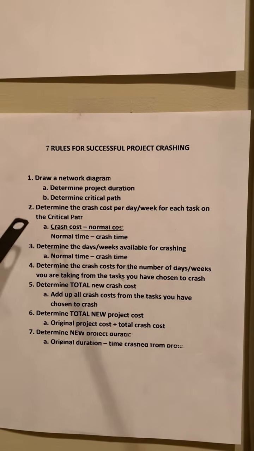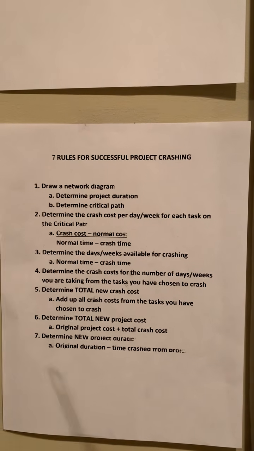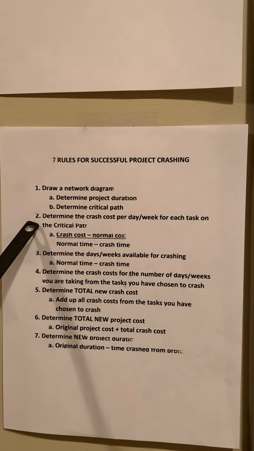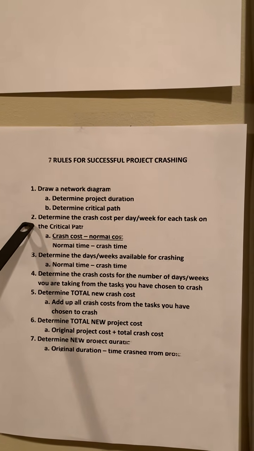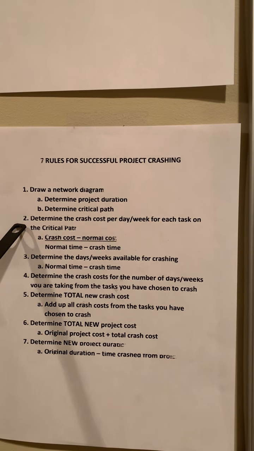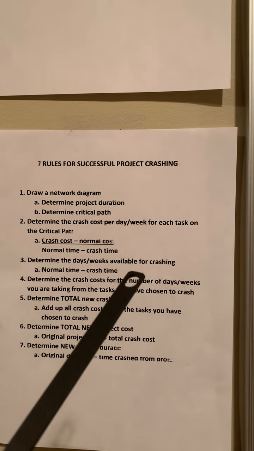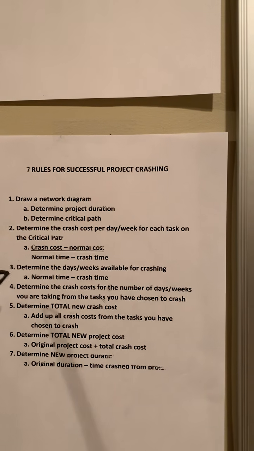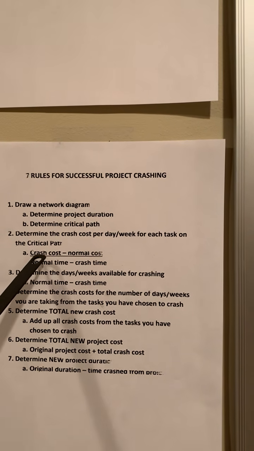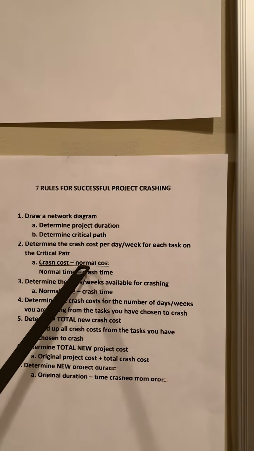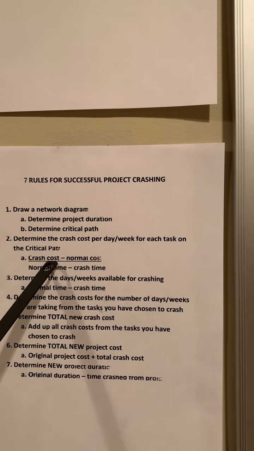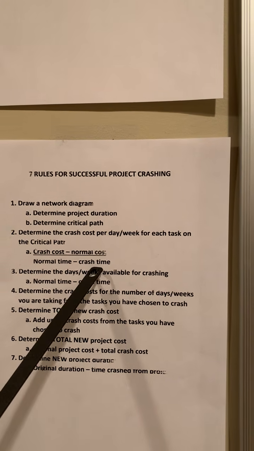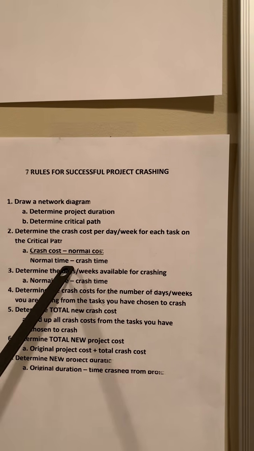All right, so the next step in determining the crash cost for the total project is step number 2. What we need to do is determine the crash costs per day of each activity on the critical path. How we do that is we subtract the normal cost from the crash costs over the normal time minus the crash time. Where do we find all this information?